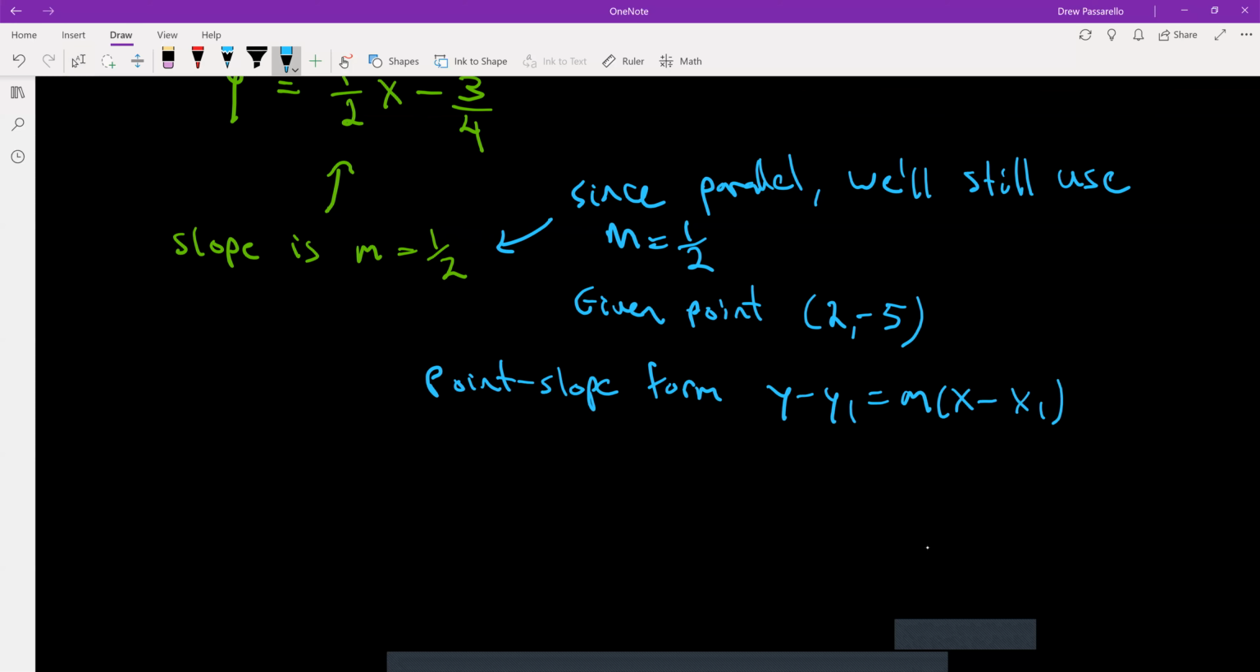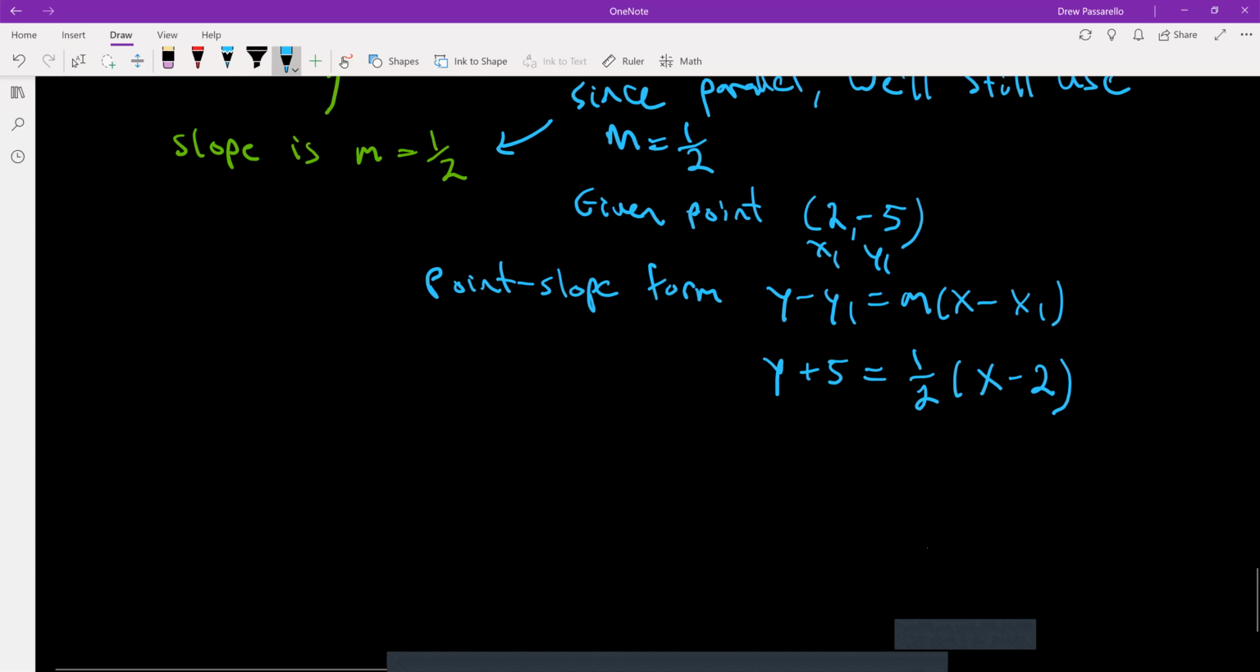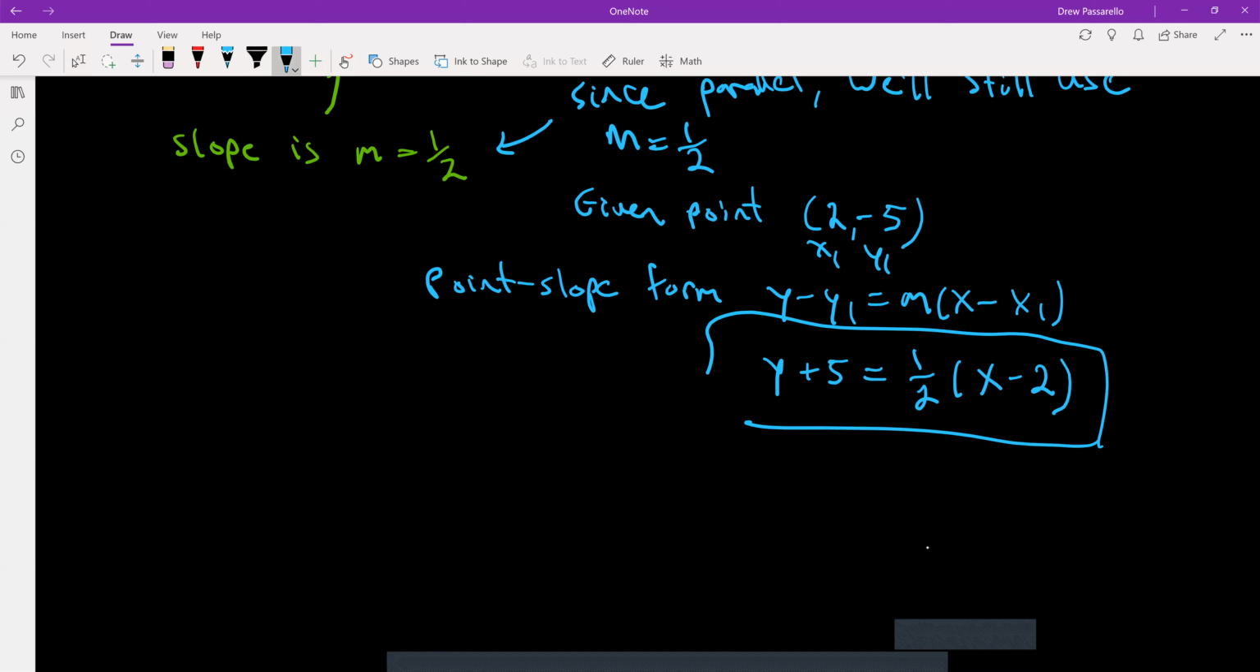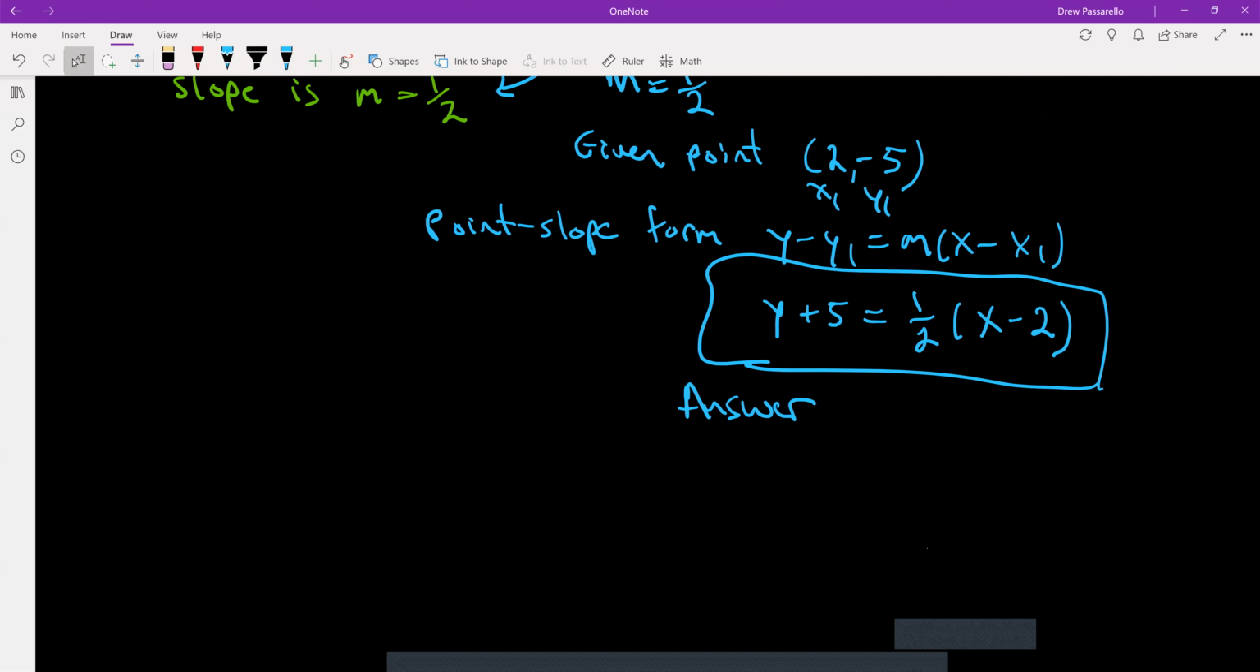And in this case, I use the given point for x1 and y1. That's going to make y minus -5 turn into y plus 5 equal to, our slope is 1/2 now, times x minus 2. All right, that's a valid answer. Or you could have written the slope-intercept form if you wanted.